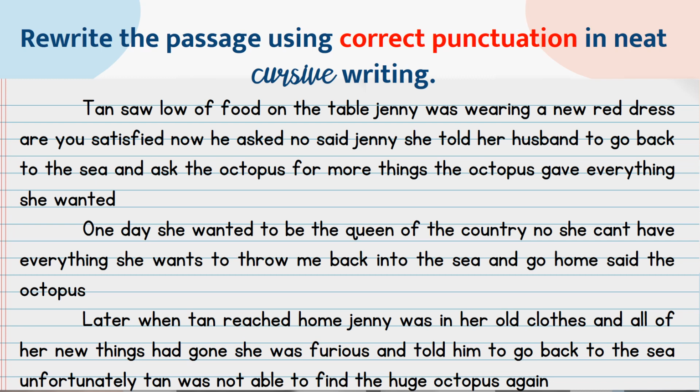Later when Tan reached home Jenny was in her old clothes and all of her new things had gone. She was furious and told him to go back to the sea. Unfortunately Tan was not able to find the huge octopus again.